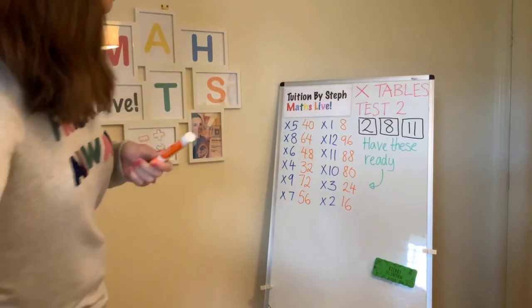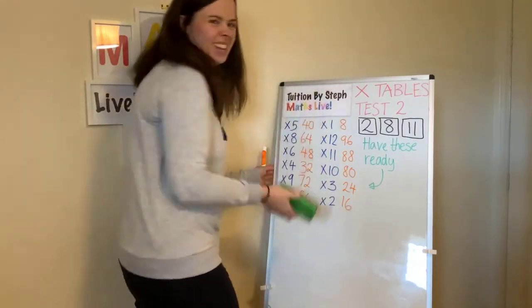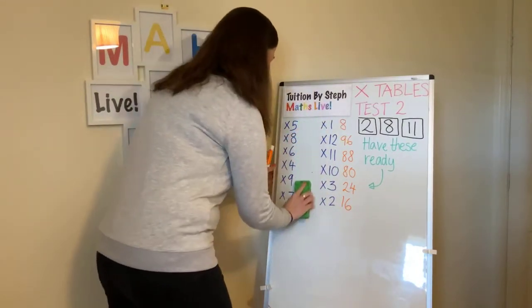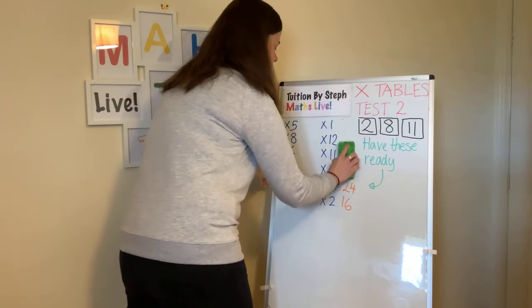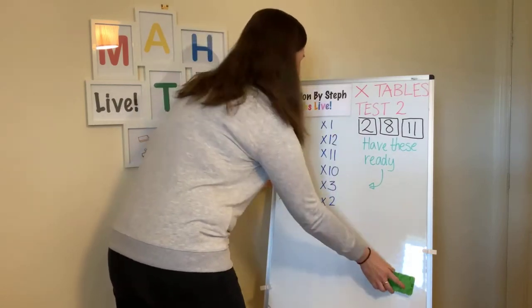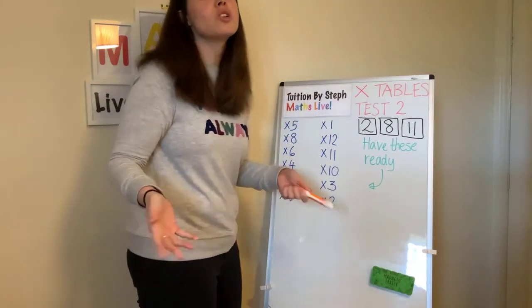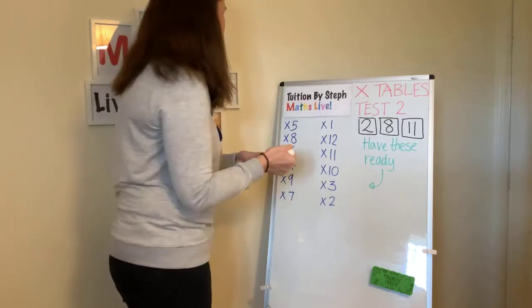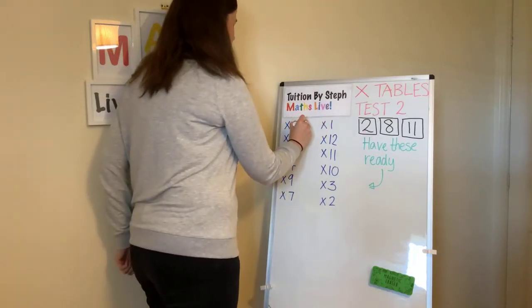Good. Okay, and the last one, the 11s. Which, let's say, is pretty easy. Okay. So we can't just leave them out though. It's still good to repeat it. Right. 11 times 5 is 55.